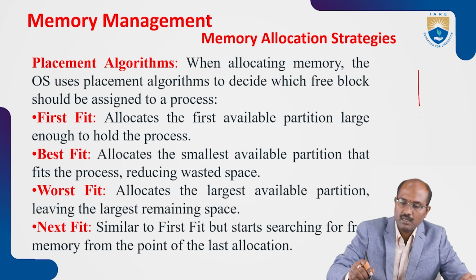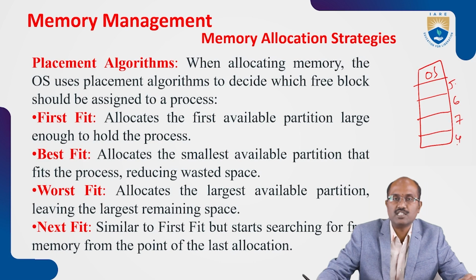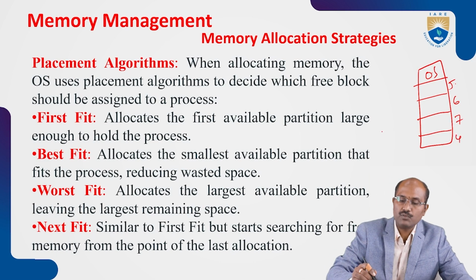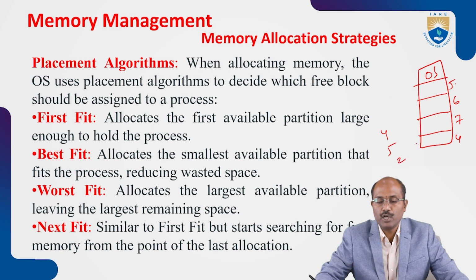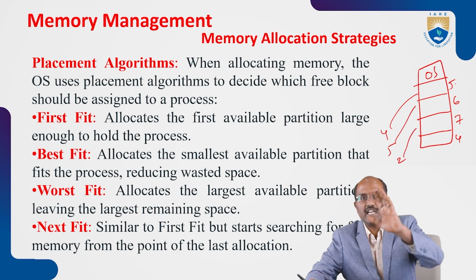Suppose there is a memory. Now there is a resident of the operating system in the primary memory. The memory can be divided into 5 MB, next 6 MB, next 7 MB, then again 4 MB. This is the size of the partitions. Now I have processes of 4 MB, 5 MB and 2 MB. I am going to allocate 4 MB to 5 MB, 5 MB to 6 MB, and 2 MB to 7 MB. Whatever comes first, I allocate to the first partition that fits. This is called first fit.